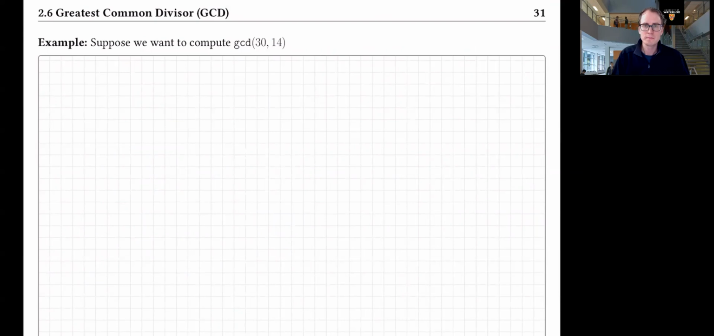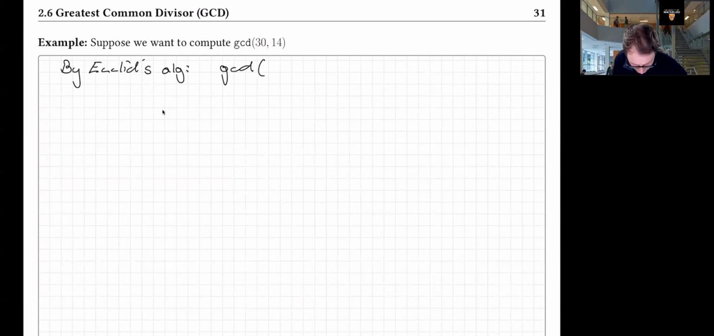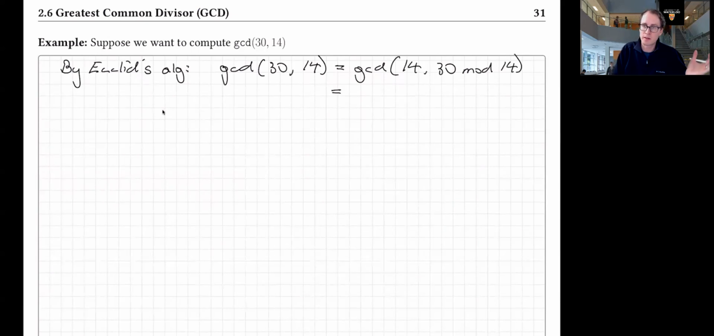So let's start by doing it with just Euclid's algorithm. So from Euclid's algorithm, we have that to compute the greatest common divisor of 30 and 14, we instead compute the greatest common divisor of 14 and 30 mod 14. What's 30 mod 14? Well, 14 goes into 30 twice with a remainder of 2. So that's the greatest common divisor of 14 and 2.